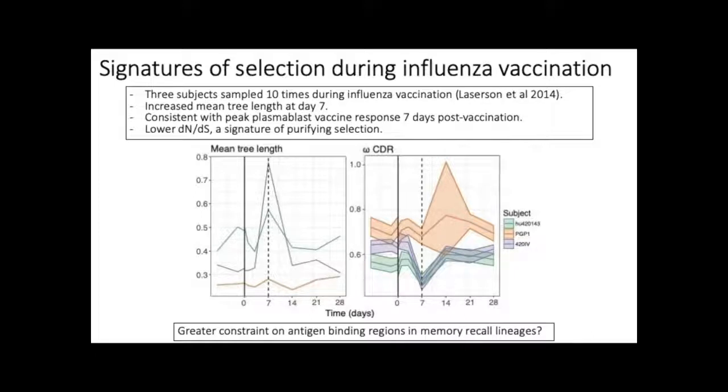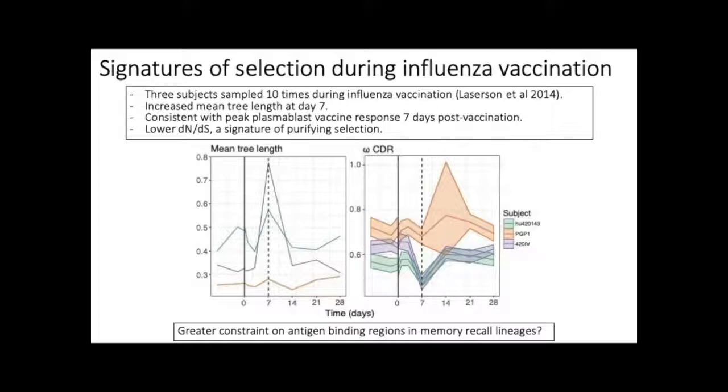And one thing that really jumps out at us is this really high increase in mean tree length at day 7 for these subjects. So mean tree length is indicative of longer trees, as in trees with more mutations, and is consistent with a burst of genetic diversity, which is what we would expect from the peak plasmablast response at day 7 after influenza vaccination.